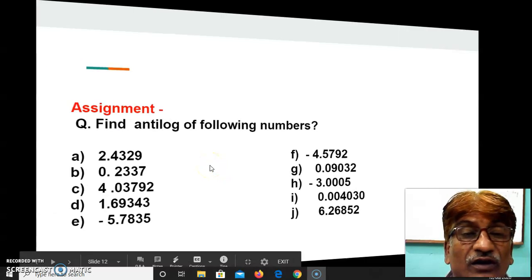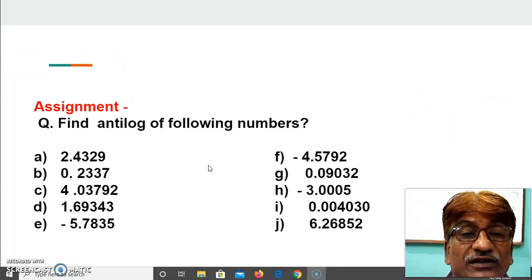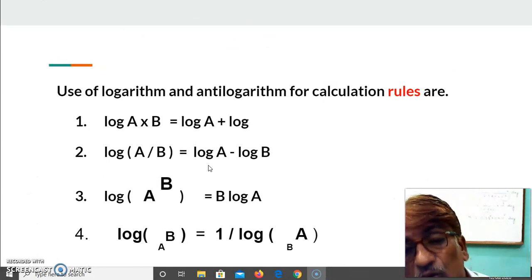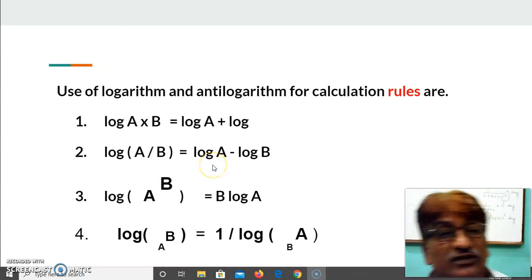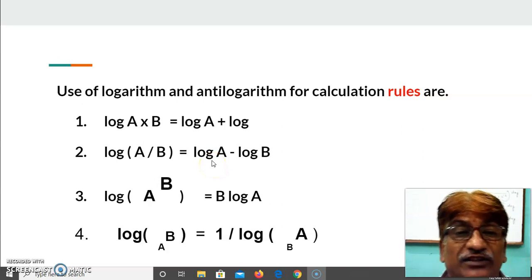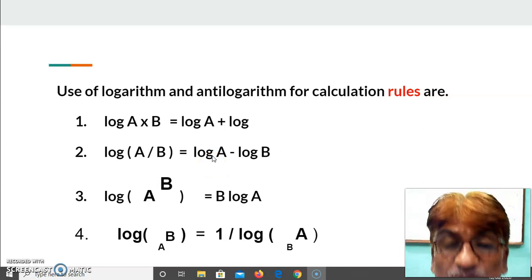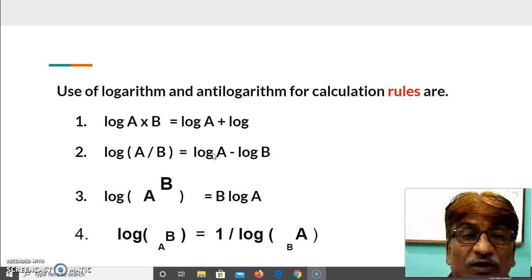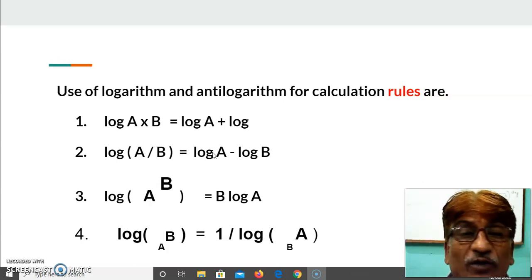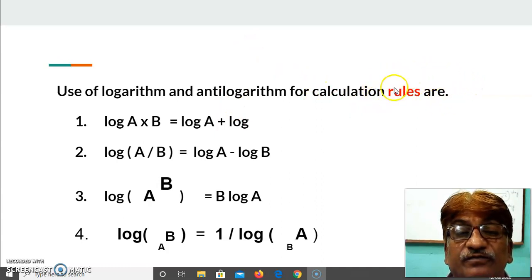Next, for seeing these assignments, we can use logarithm and anti-logarithm for the calculations. If calculations are given, solve the numericals, solve the problems, they are based on the rules.